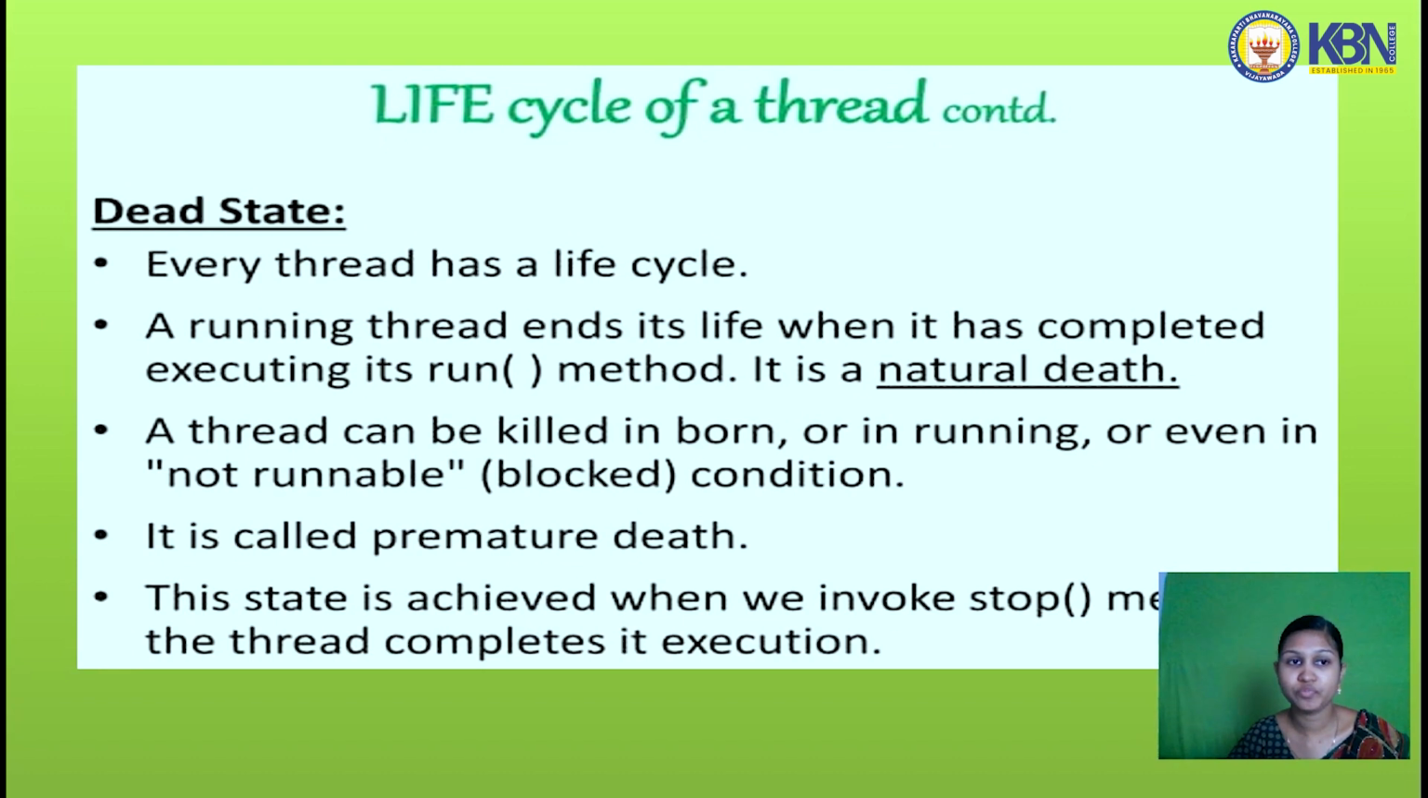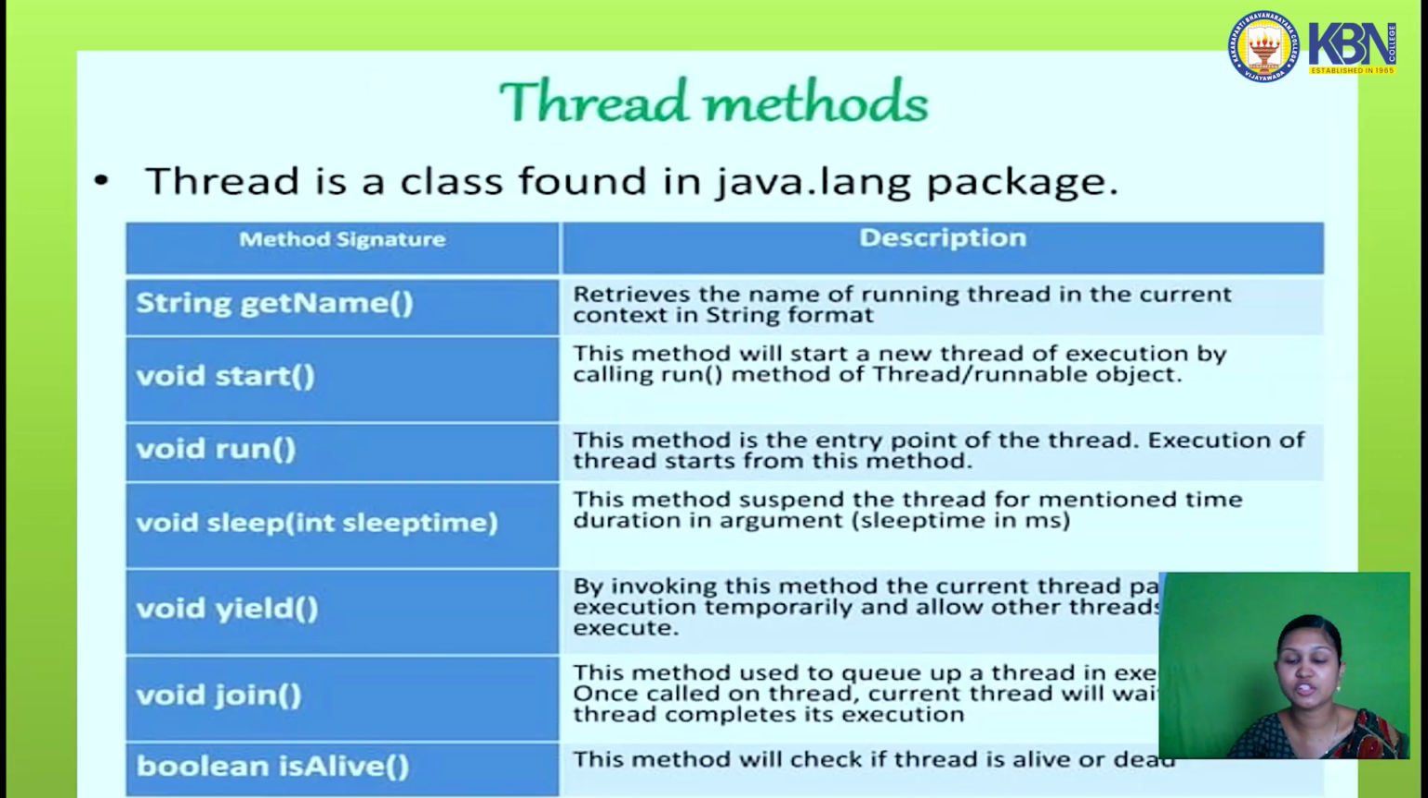What is the dead state? A thread has a life cycle. The thread ends its life when it has completely executed. Earlier, in the blocked state slide, I discussed that if a problem arises, the thread is blocked. If the thread runs and completes successfully, that is a natural death. A thread can be killed when it is newborn, running, or runnable, but not in the blocked condition; that is a premature death. When the thread's execution is complete, you use the stop method, and then the thread completes its execution.